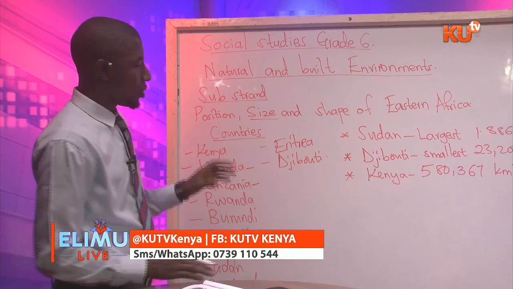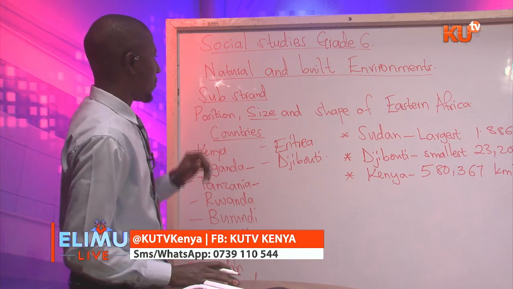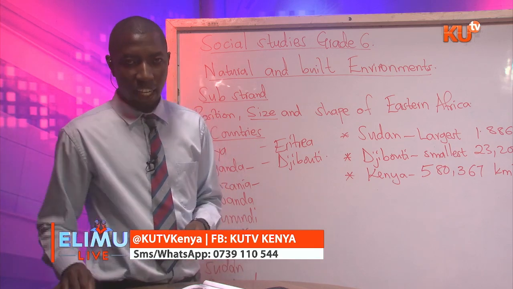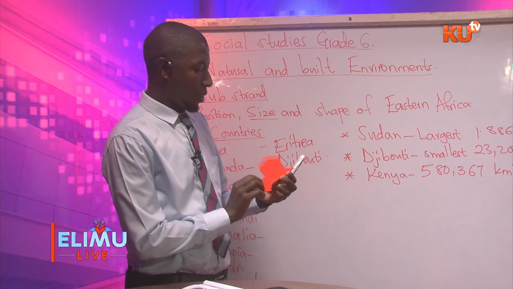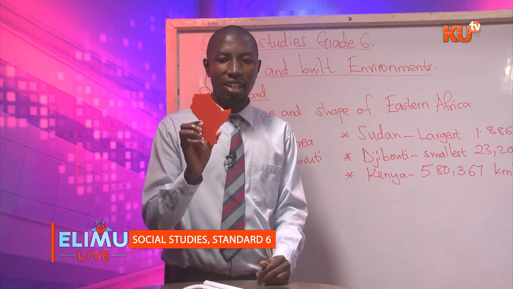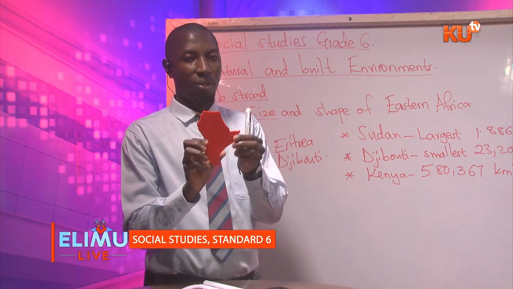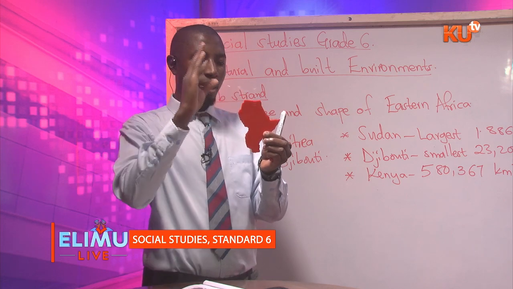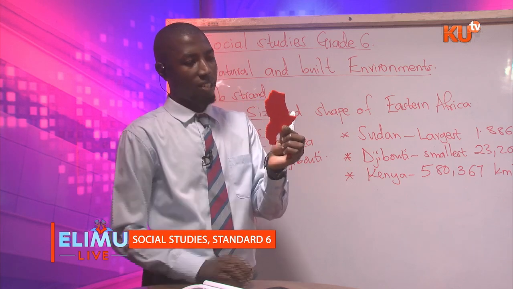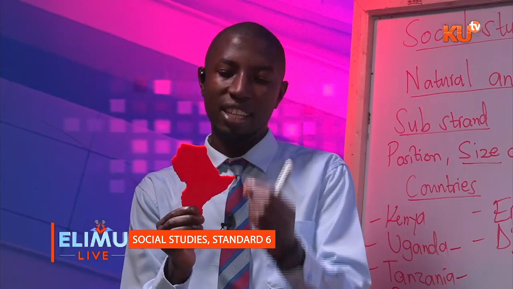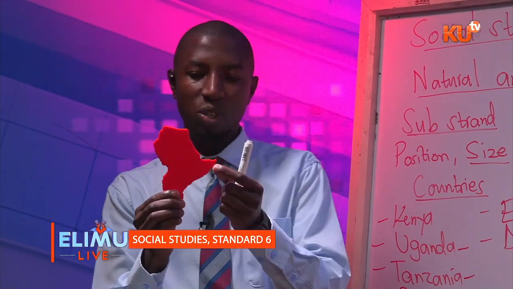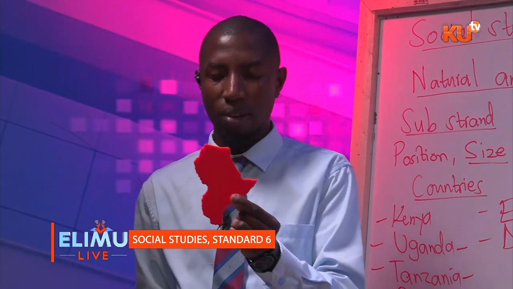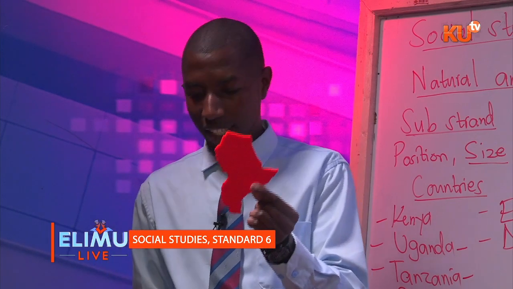Now next, we are going to deal with the shape of Eastern Africa. I have a model here of the map of Eastern Africa, how it looks. It is wider to the north. It is narrow to the south. Then it has something here that looks like a horn. This is what we call the Horn of Africa. It is where Somalia is located.